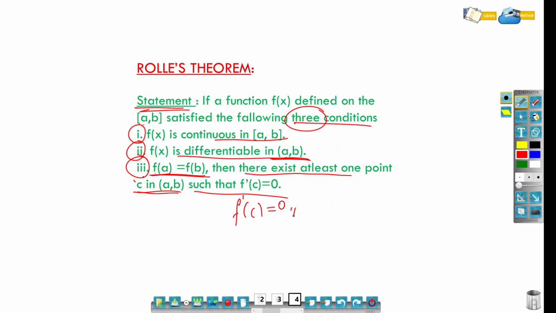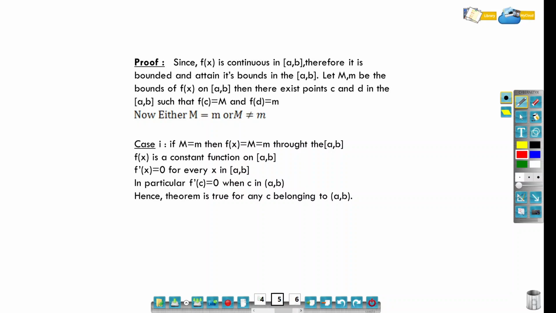So Rolle's theorem states that a function defined on the closed interval a comma b which satisfies three conditions: the function is continuous in the closed interval a comma b, the function is differentiable in the open interval a comma b, and the value of the function at the end points of the interval must be equal. Then there is a point c in the open interval such that the derivative of the function at that point is 0. This is the statement of Rolle's theorem. Now let us see the proof of the theorem.